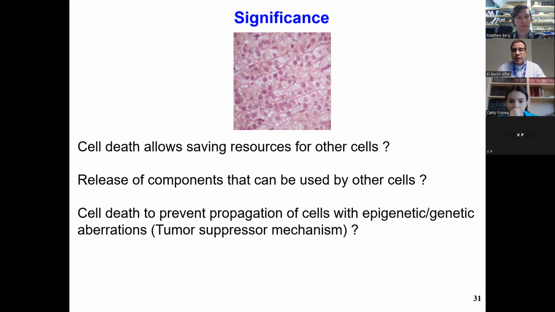And you can also think about it as a tumor suppressor mechanism, because if we have cells that have experienced drastic conditions, for example nutrient deprivation, we can have perhaps permanent epigenetic or genetic aberrations that can promote cancer. So in this sense, it can be perceived as a possible tumor suppressor mechanism.